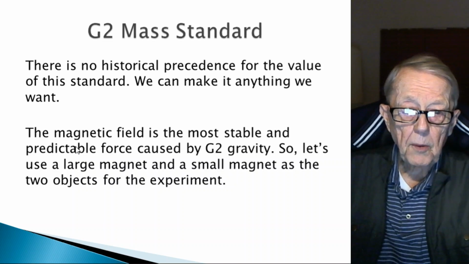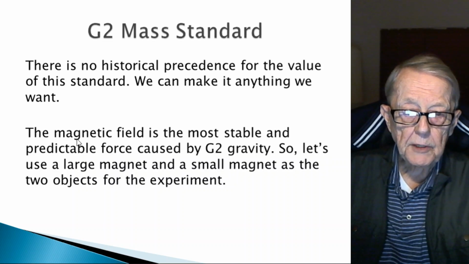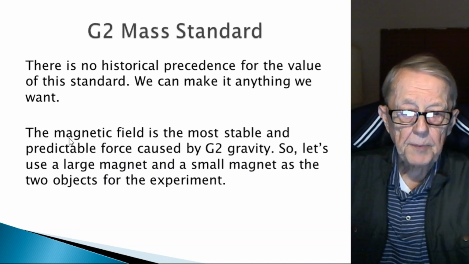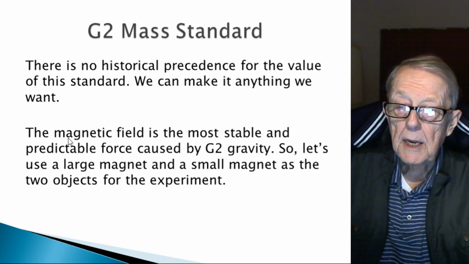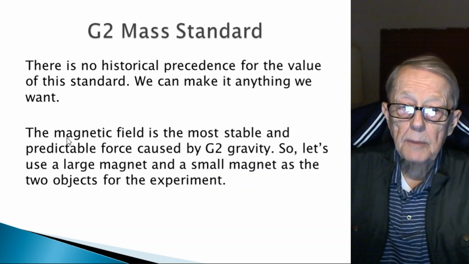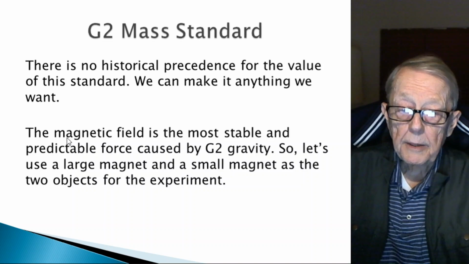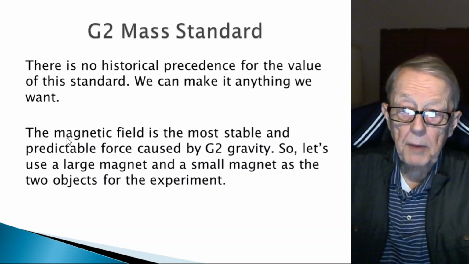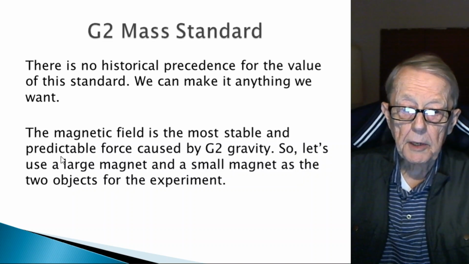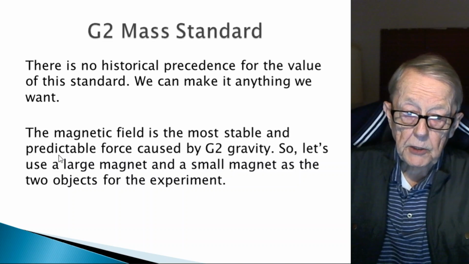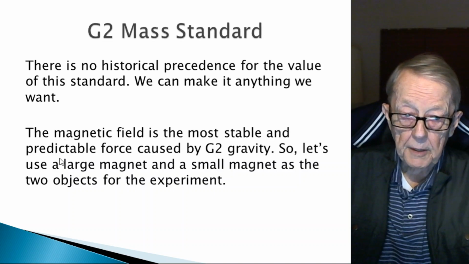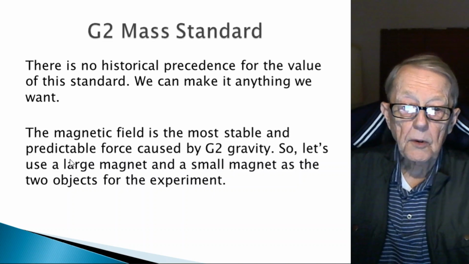Well, number one, there is no historical precedent for the value of this standard. We can make this anything we want. We have to make one, and we can make it anything we want. The magnetic field is the most stable and predictable force caused by G2 gravity. So let's use a large magnet and a small magnet as the two objects for the experiment.